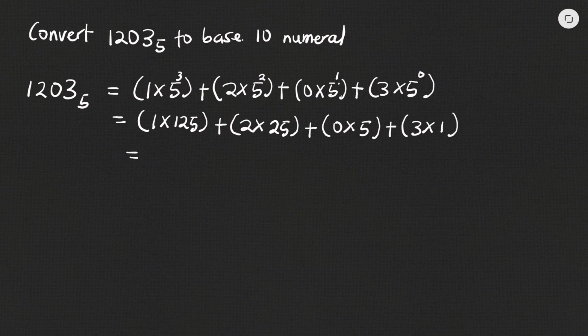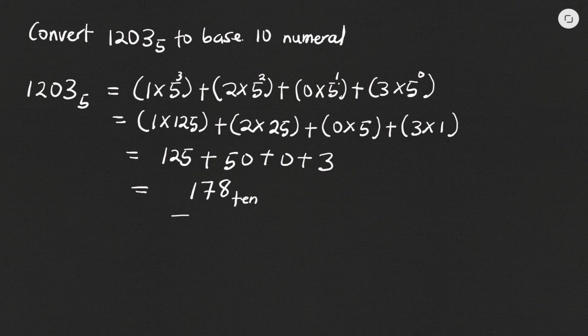So I have over here 1 multiplied by 125 will give me 125, plus 2 multiplied by 25 will give me 50, 0 multiplied by 5 will give me 0, and then 3 multiplied by 1 will give me 3. So if I add all this, I will get 178 base 10 as my answer. All right, let's have a look at another example.